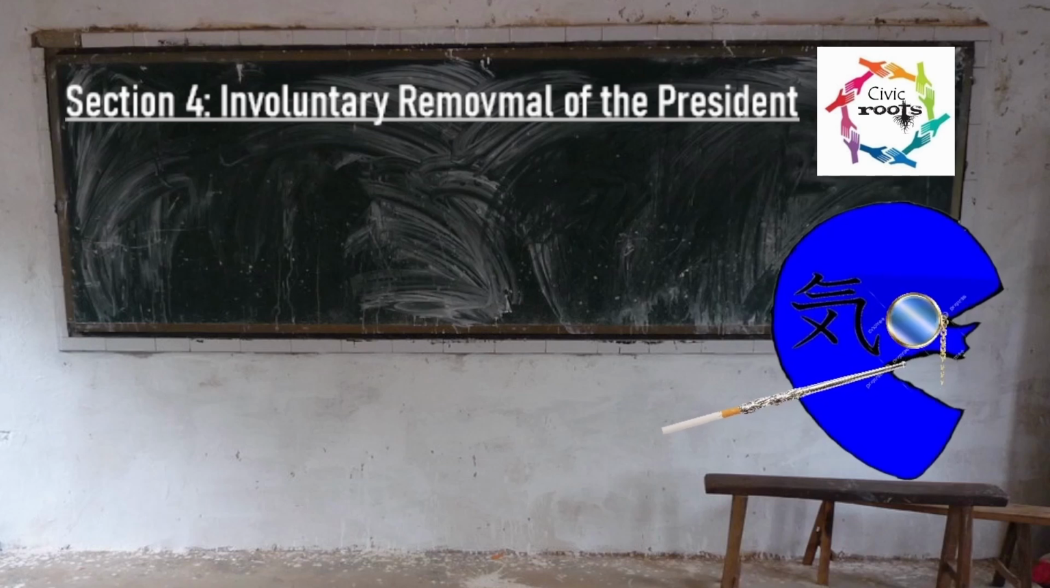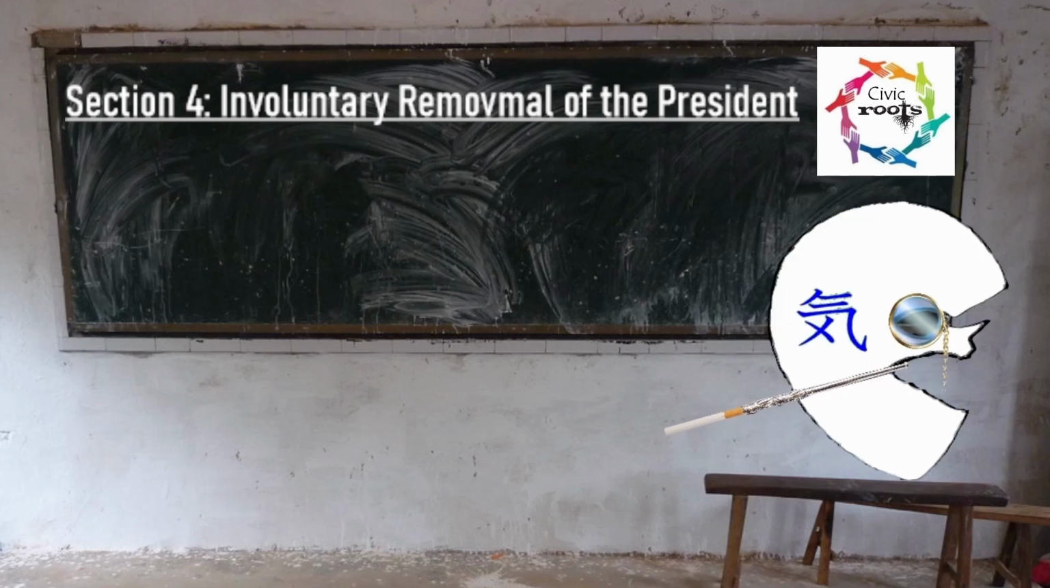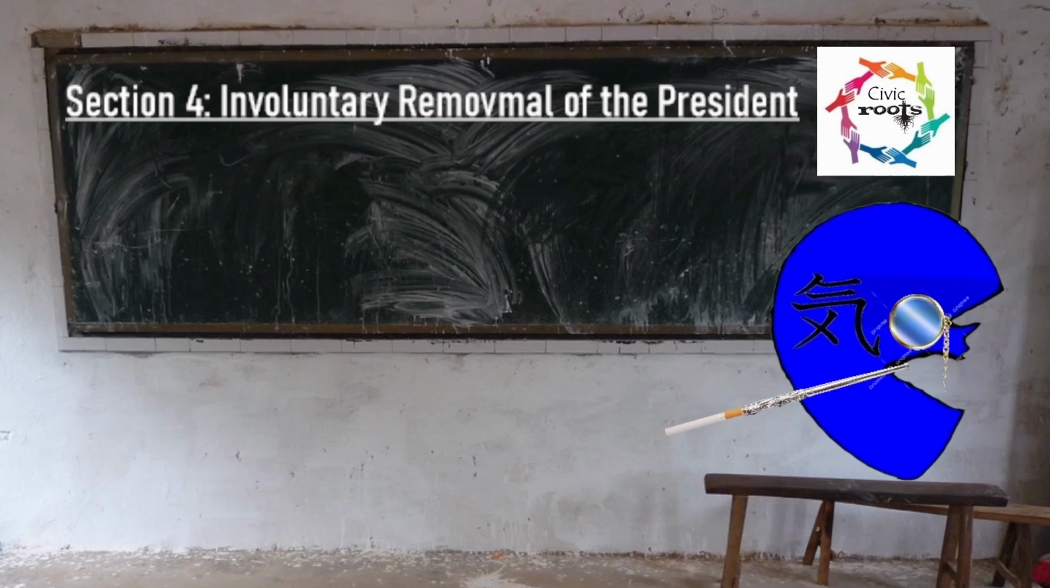Before the conception of the 25th Amendment, it was made clear that there was no mechanism for the removal of a president who was mentally incapacitated unless they resigned or were impeached.